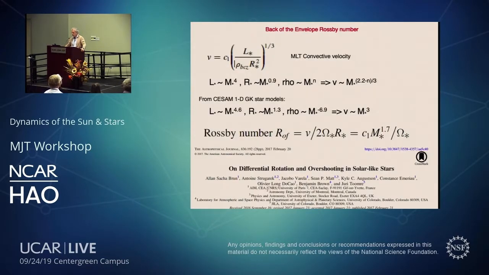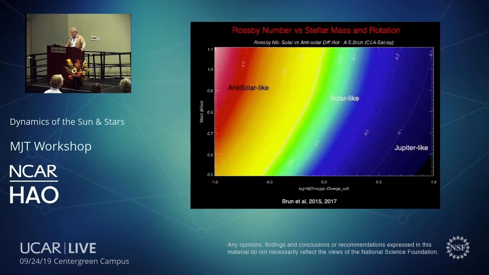So I will come back to that. We did some back-of-the-envelope calculation in a 2017 paper where we have an idea on how the Rossby number can scale as a function of mass and rotation, and we will implement that in Plato. You know that in Europe, we are working on building a kind of big Kepler called Plato, and we need to have some ideas on what type of differential rotation profile we can expect.